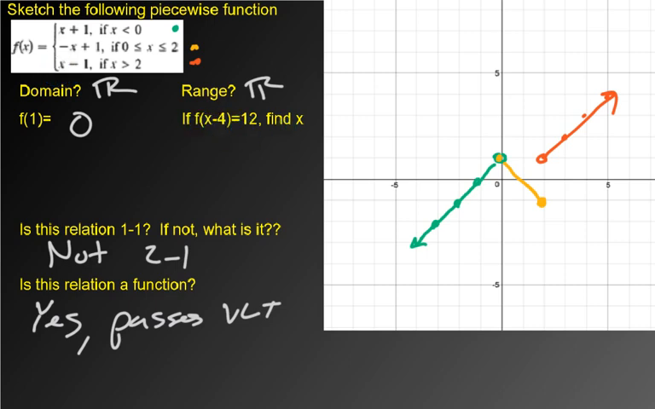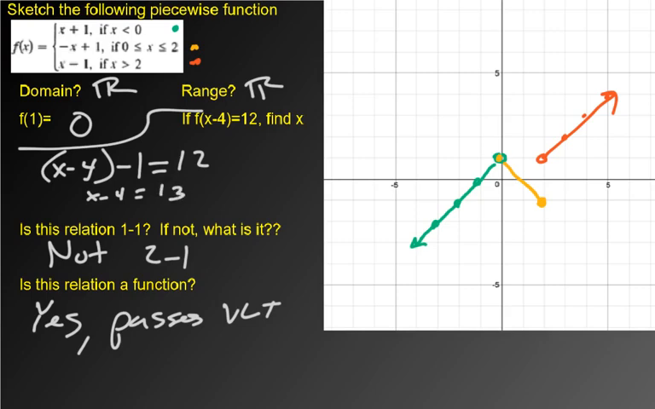and basically I'm just going to set up an equation and solve it. So I'm going to do, the input is x minus 4. It's going to go in right there. So we're going to get x minus 4 minus 1, and we set that equal to 12. And then we just solve for x. So we get x minus 4 equals 13. And then if you add 4, you get 17. And that's it.